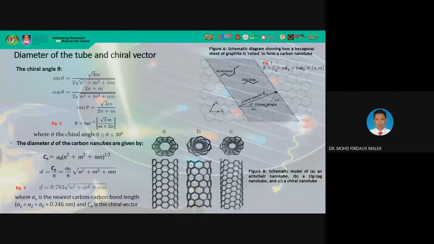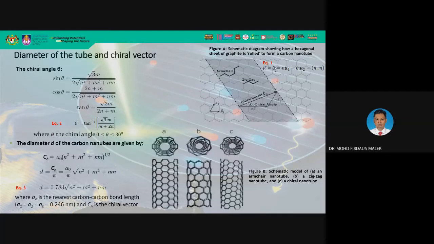The chiral vector here, Ch, can be described in terms of the lattice translational indices, which are n, m, and the unit vectors a1, a2. You consider this as equation 1, and this CNT is characterized by its chiral vector, which is this one.